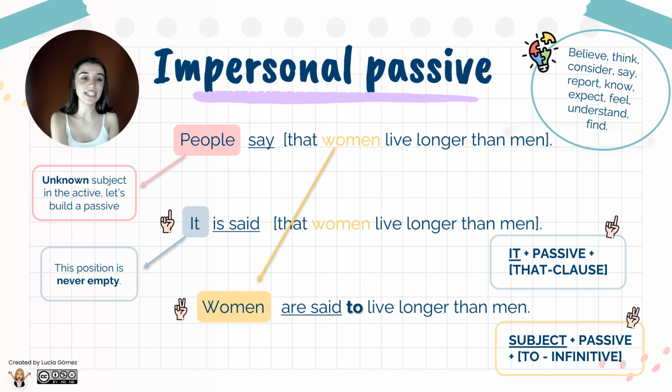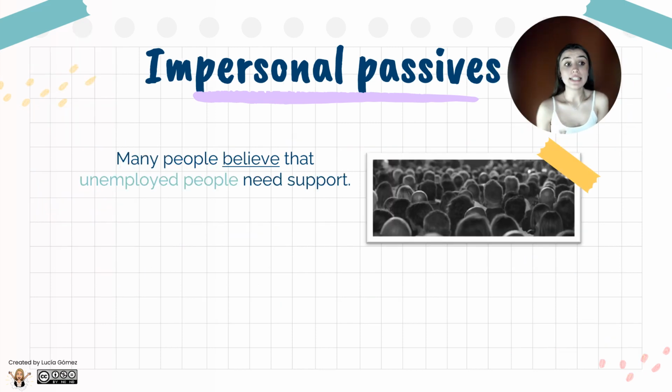Let me illustrate this by means of a different example. In this slide, you can see a different example of another impersonal passive. So, for instance, if the sentence were many people believe, instead of say, we can also find believe, that is a thinking verb, that's okay, that unemployed people need support. Es una especie de rumor, imaginaos, donde tengo un sujeto completamente unknown, no sé quién son many people, no me los imagino, por eso esa imagen, me imagino cabezas, me imagino interrogaciones, pero nunca una persona en concreto. Believe that unemployed people need support.